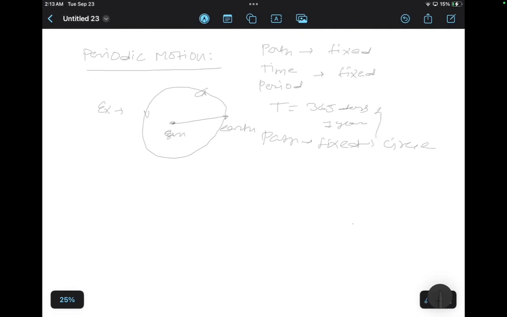So this kind of motion is known as periodic motion, like the motion of satellites. Examples of periodic motion: planetary motion. They are all kinds of periodic motion because they have a fixed path and a fixed time.